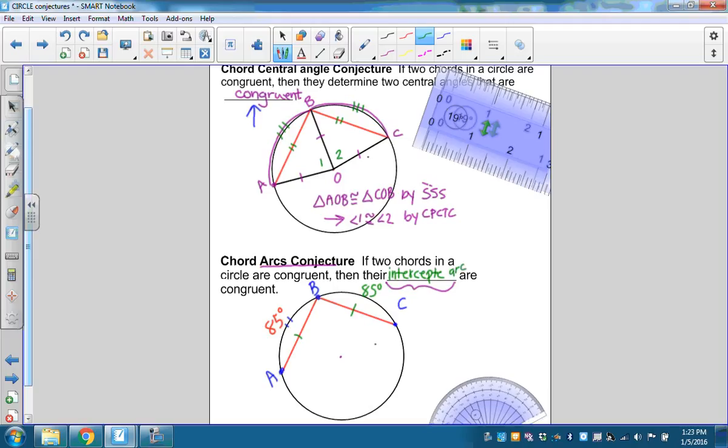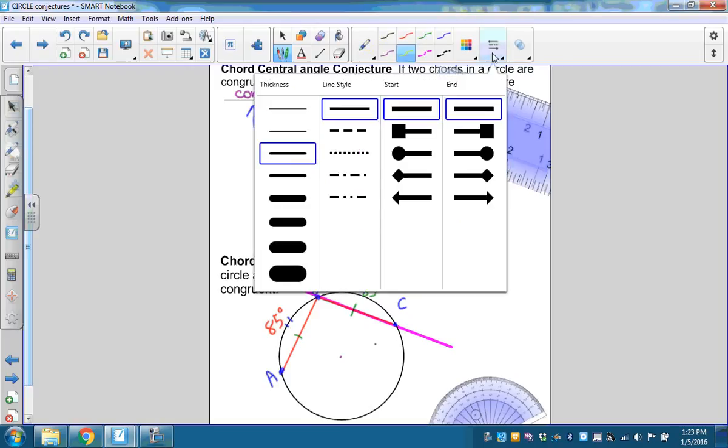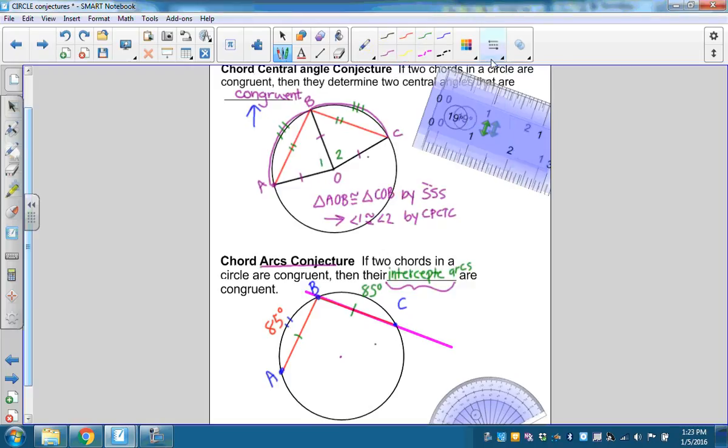arcs are congruent. And the term intercepted arc just means if you have a chord, say this one here, and I extend the line, the piece of the circle that it cuts off. So the piece of the circle that's cut off right here, that's the intercepted arc for chord BC.